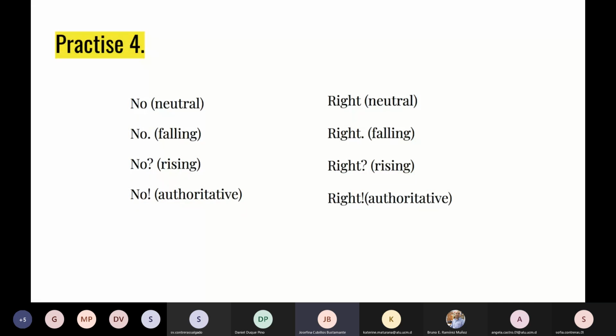The first one, I'm gonna start with the no. No, no, no, no. Come on, authoritative. And then with the right, right, right, right, right. Super. Thank you very much. That was perfect. Anybody else?